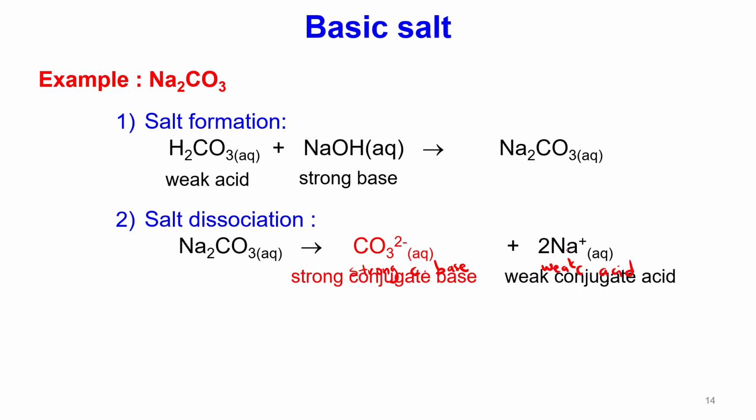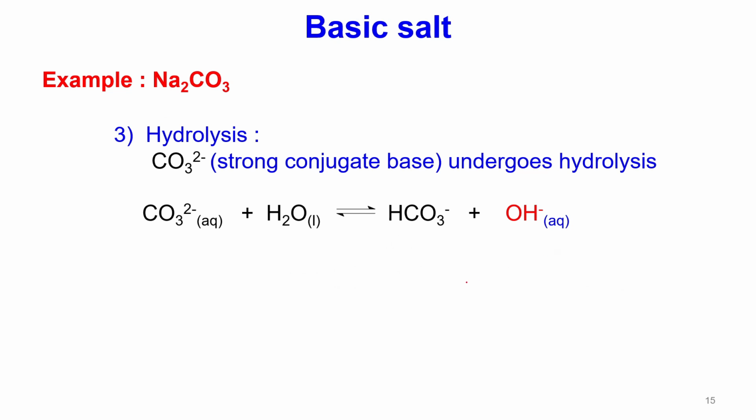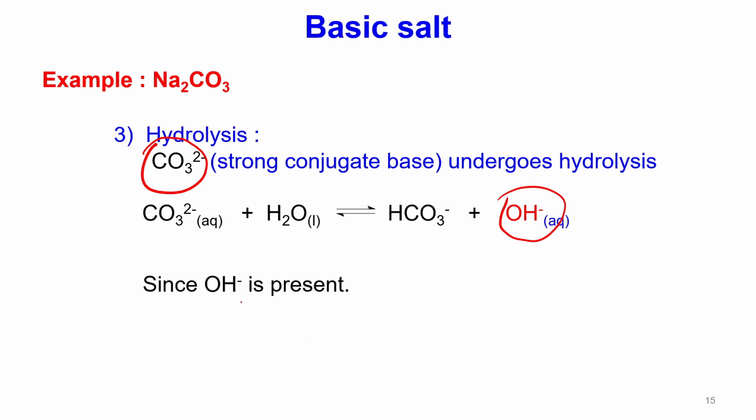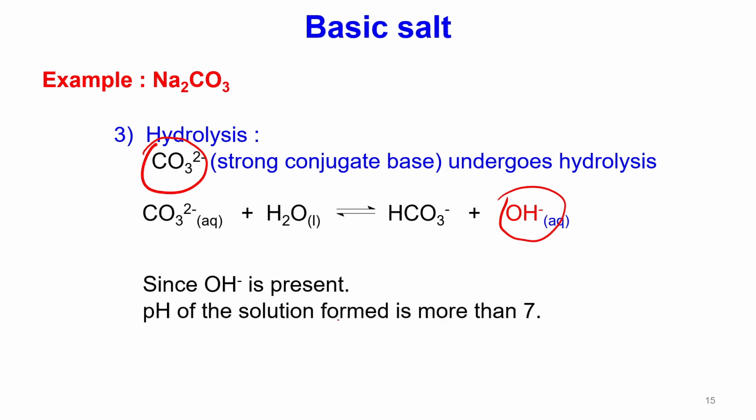Okay, alright. The one that will undergo hydrolysis is the one that came from the strong conjugate base. So if this strong conjugate base undergoes hydrolysis, it will produce HCO3 minus and OH minus. Since OH minus is present, the pH of the solution is more than 7, which is basic. Therefore Na2CO3 is a basic salt.